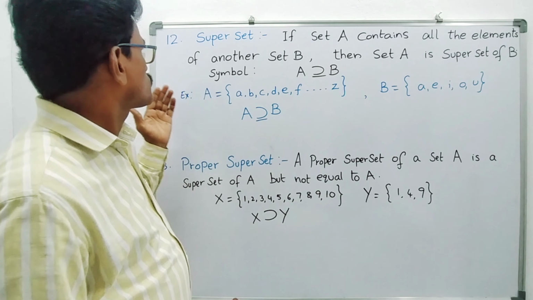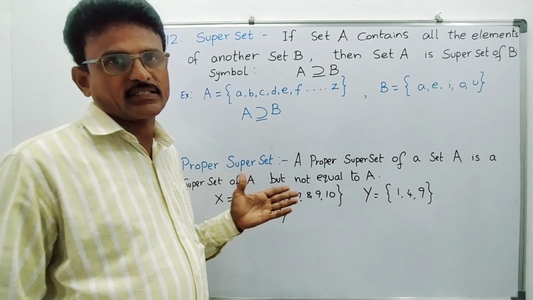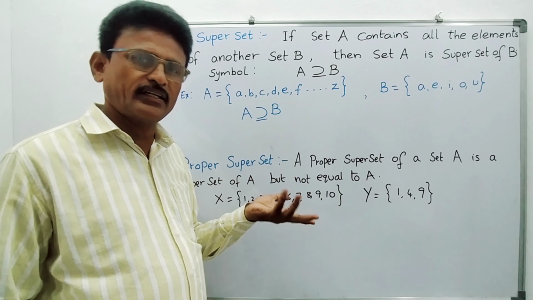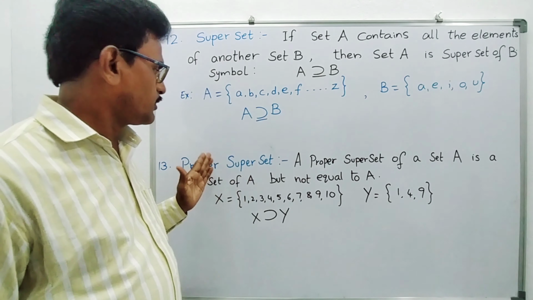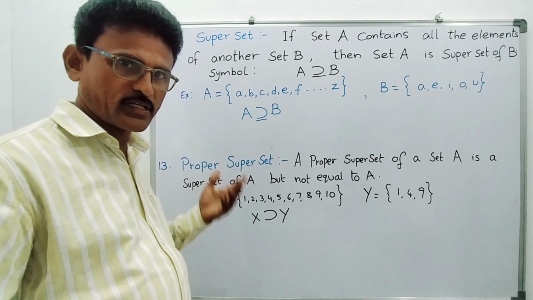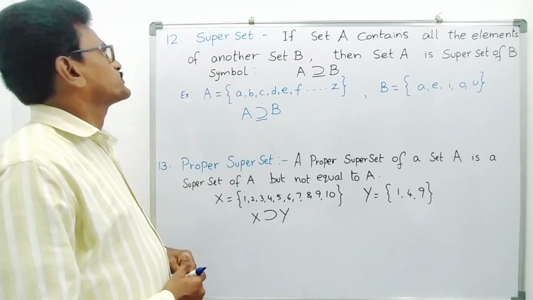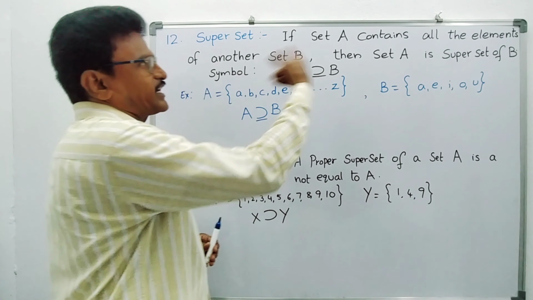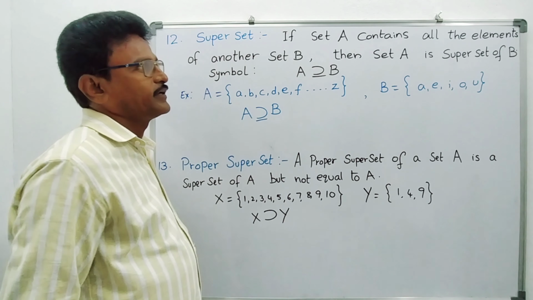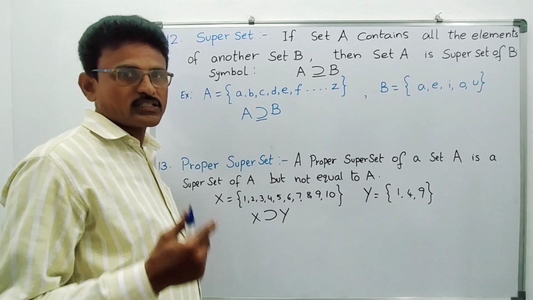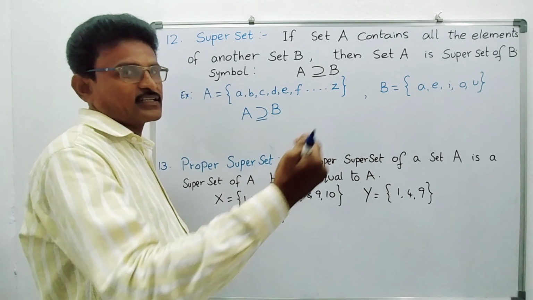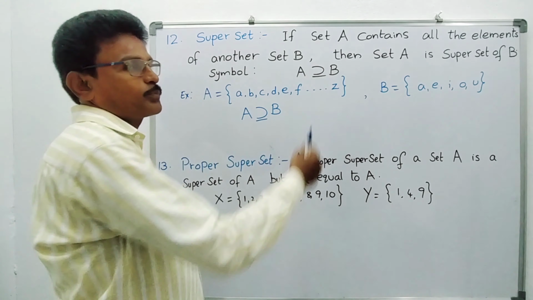Now we will discuss superset, proper superset. In 10th class you had subset, proper subset. In intermediate you have superset, proper superset also. We will learn this one also. Just quite opposite to subset. Superset is the opposite of subset. What is superset? If set A contains all elements of another set B, then set A is a superset of B.